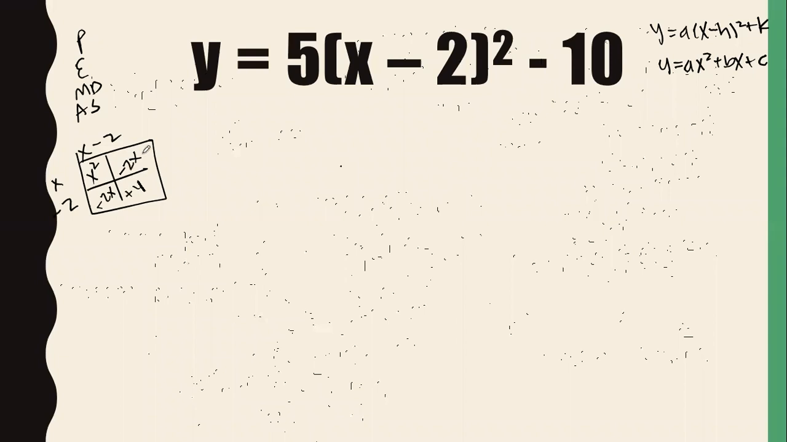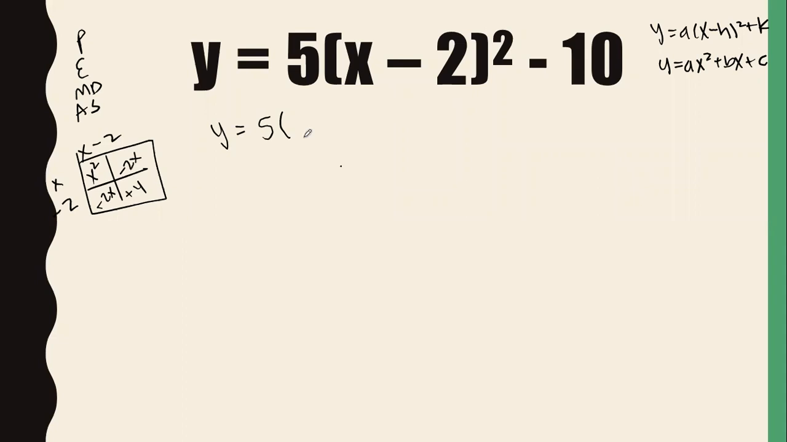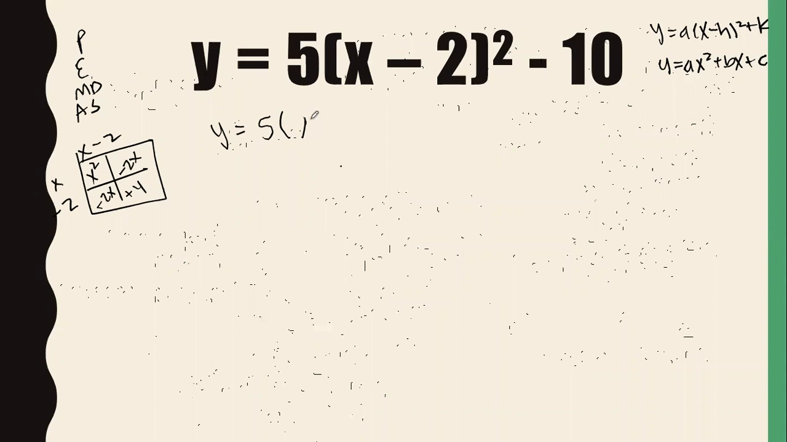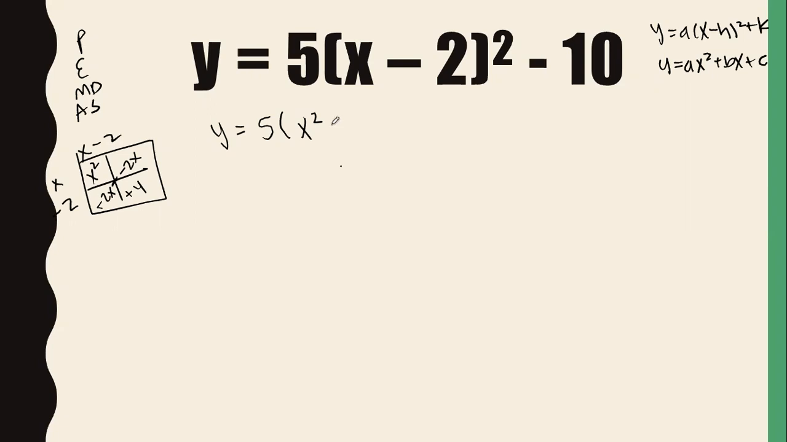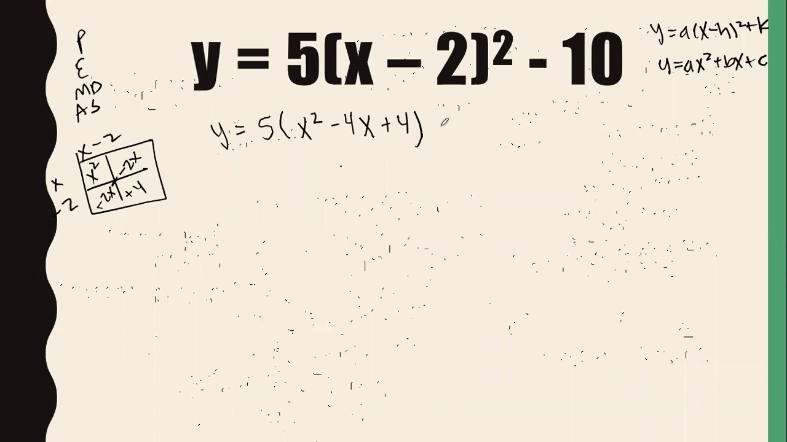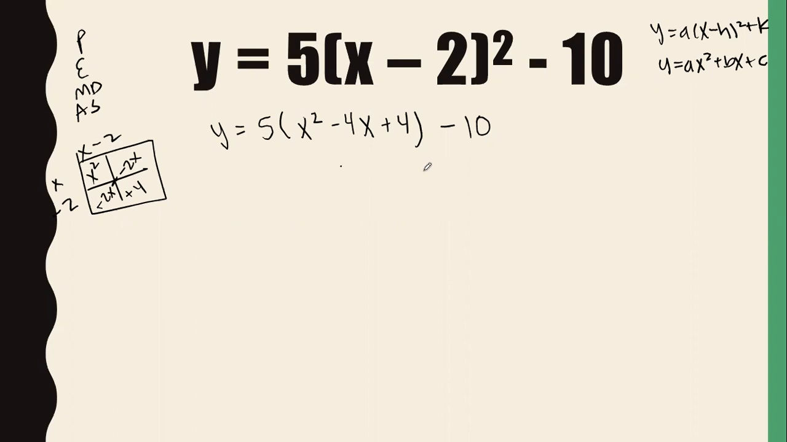So this is y equals 5 times. And then I'm going to put what I have here, what x minus 2 squared is, 5 times x squared. Combine like terms, negative 2x and negative 2x will give me negative 4x, plus 4, minus 10. So all I've done here is just do x minus 2 squared, and x minus 2 squared is x squared minus 4x plus 4.